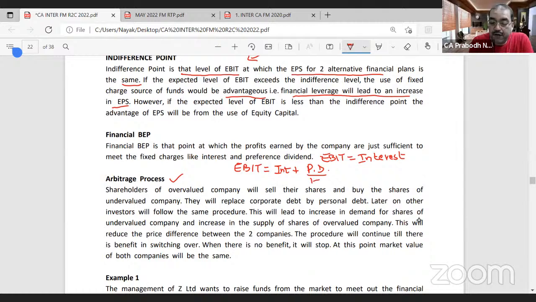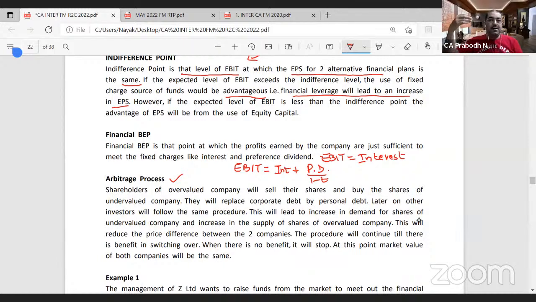But whenever I write preference dividend, I have to divide by 1 minus t. Why divide by 1 minus t? Because preference dividend in the format of the revenue statement comes post-tax, after calculation of tax. But EBIT is pre-tax, interest is pre-tax. So preference dividend also should be pre-tax. So how to convert the preference dividend to pre-tax? Divide by 1 minus t. Whenever you have to convert something into a pre-tax figure, you divide by 1 minus t. If you have to convert into a post-tax figure, you multiply by 1 minus t.